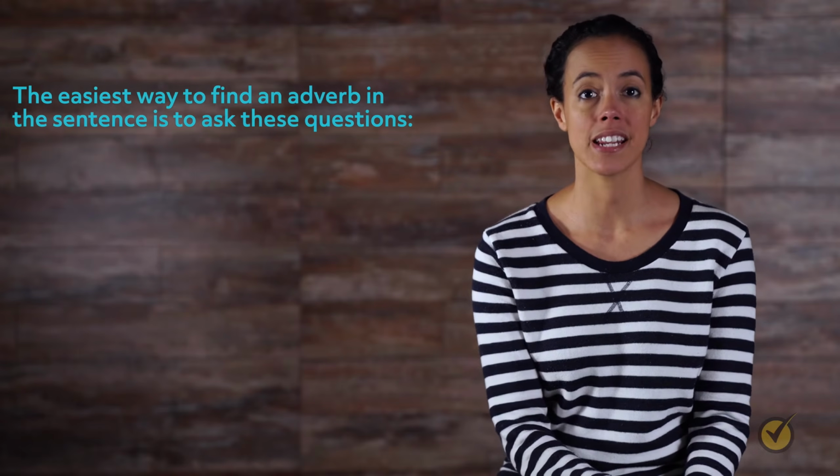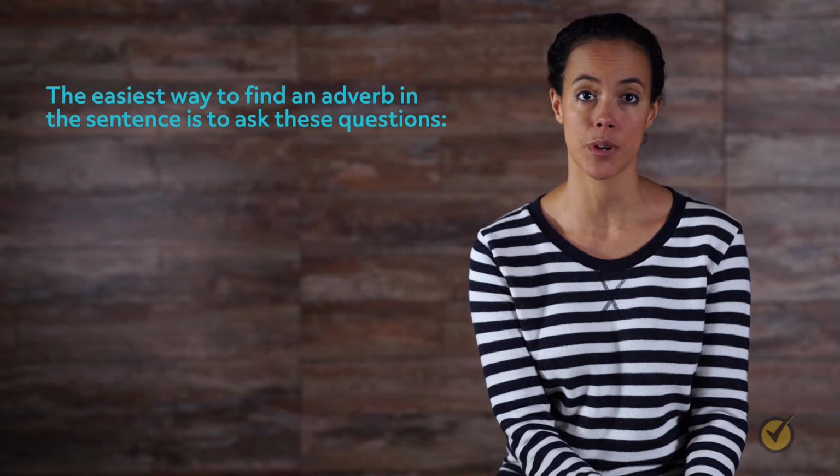Describing situations in detail helps readers more vividly understand what is taking place. When describing things in more detail, adverbs are a helpful addition to make your sentences more colorful and portray the event clearly. The easiest way to find an adverb in a sentence is to ask these questions.